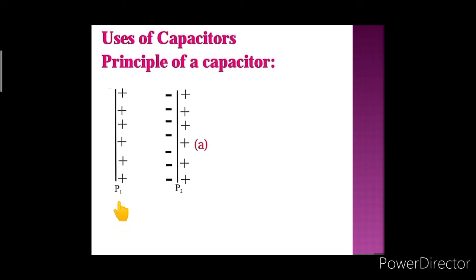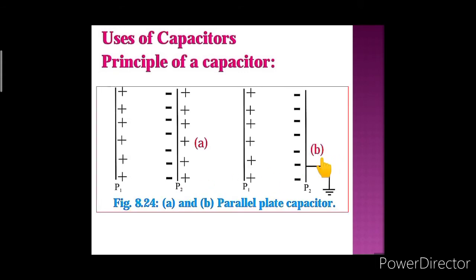Now, if the outer surface of the plate P2 is earth connected, as you can see in this figure B, the free positive charges on the outer surface of P2 escape to the earth, and minus V1 is the electric potential due to the minus Q charge on the plate P2. In this arrangement, the net electric potential of the system is plus V minus V1, which gives V minus V1.